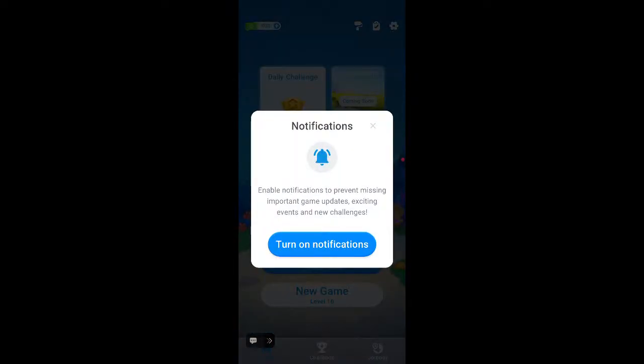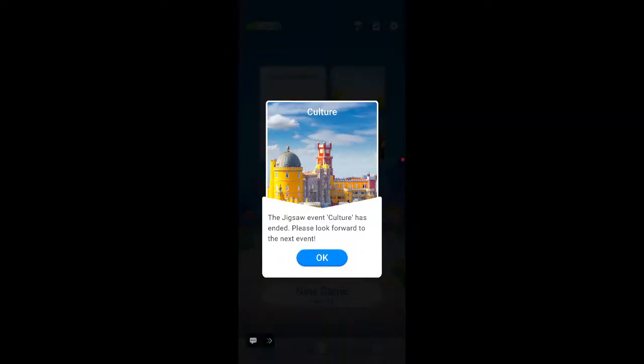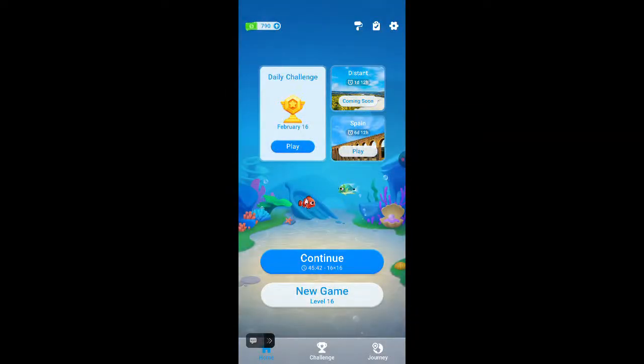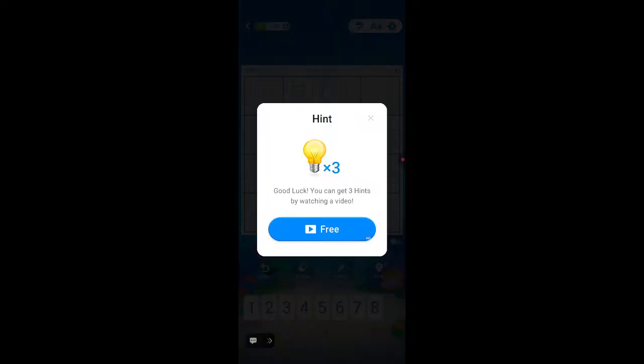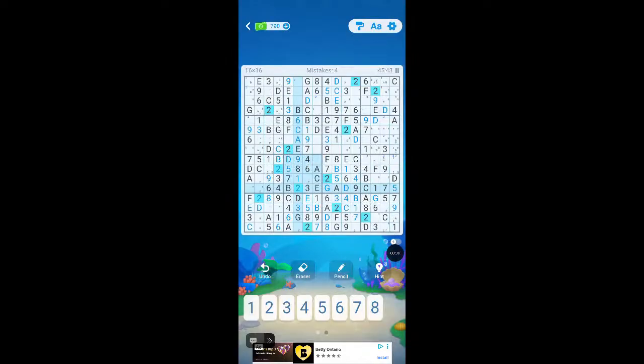Okay, so I don't really care about the pictures unlocks. Let's go back to finishing this 16 by 16. Alright, so we're almost done with it. So what do I have left to do?